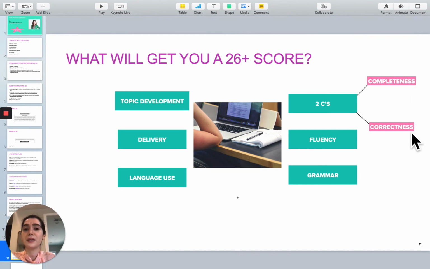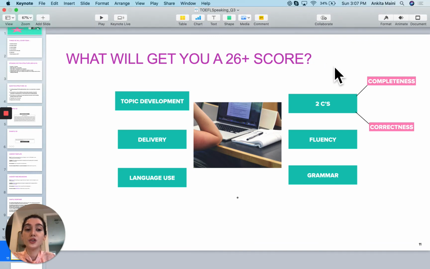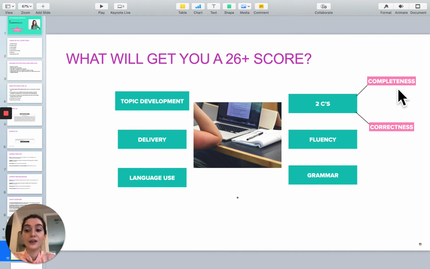So what does that mean for question number 3? For question number 3, it means that you need to completely give the information. You need to give the information that will answer the question, and you need to make sure that you give information about both the first example and the second example. So not just talk about one example more than the other.